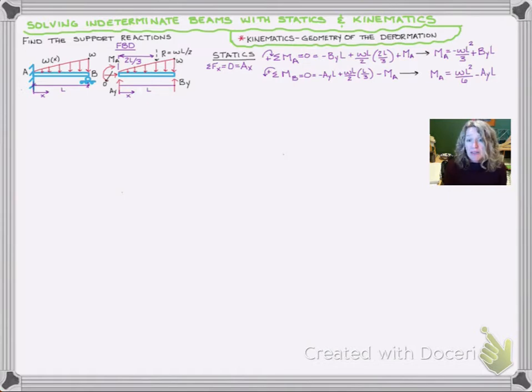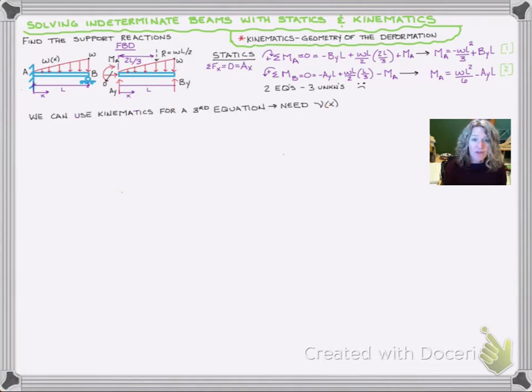But what turns out here then is we have three unknowns, MA, BY, and AY, but we only have two equations. So what are we going to do? Well, it turns out we have some tools to our advantage that we can try to use to solve this problem that before we were told weren't solvable. So thank you, strength of materials. We're going to use kinematics for our third equation.